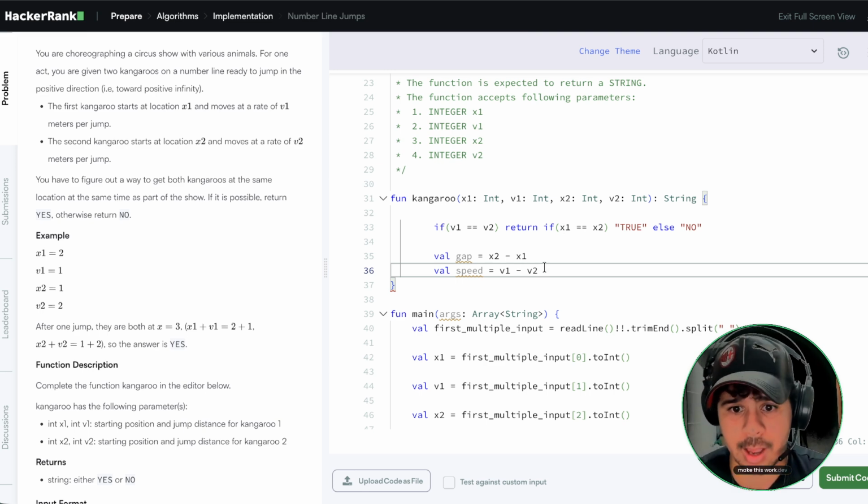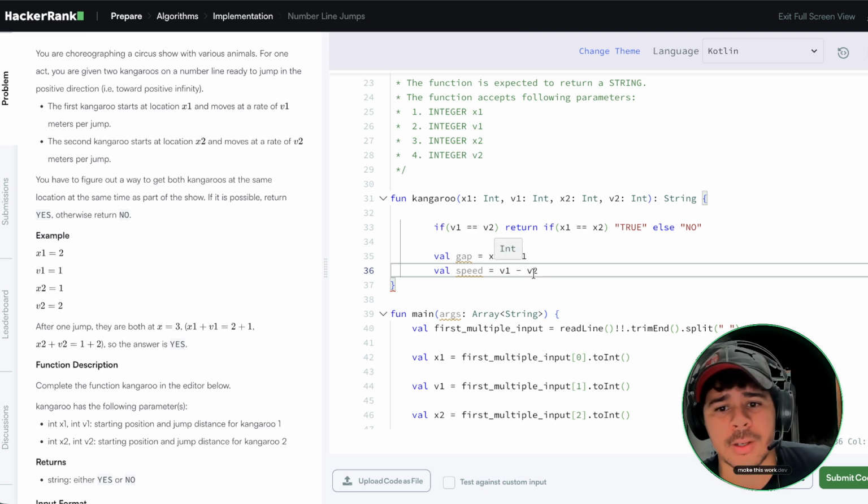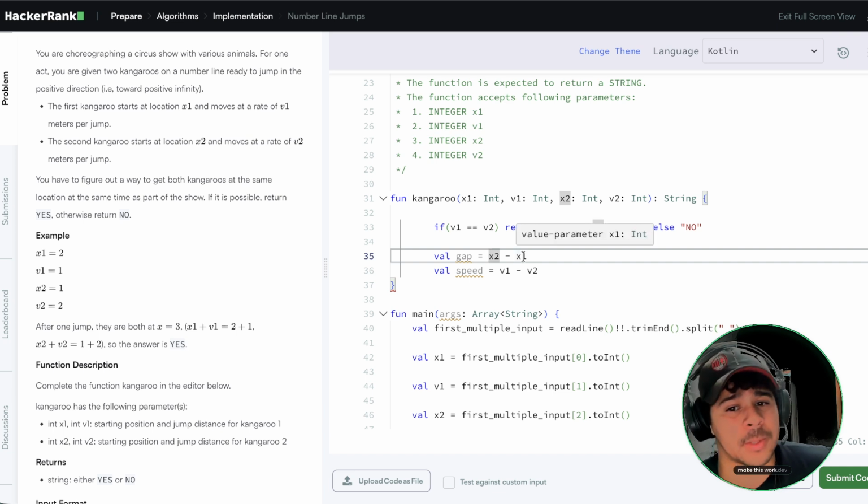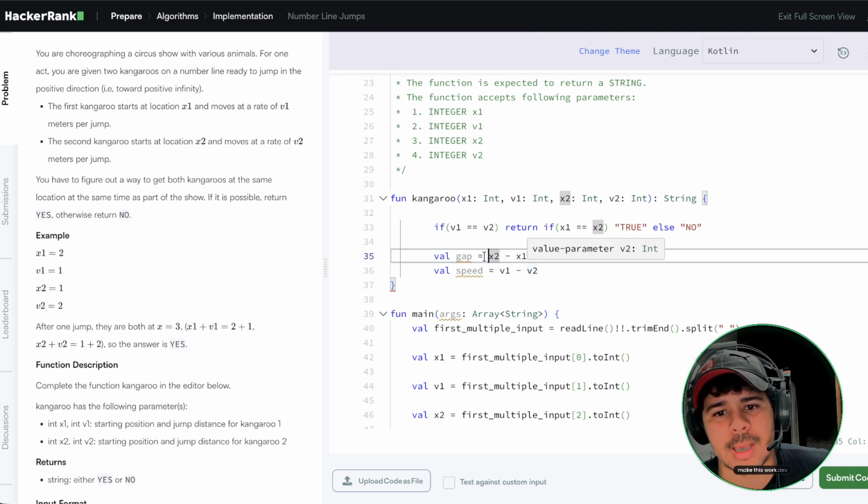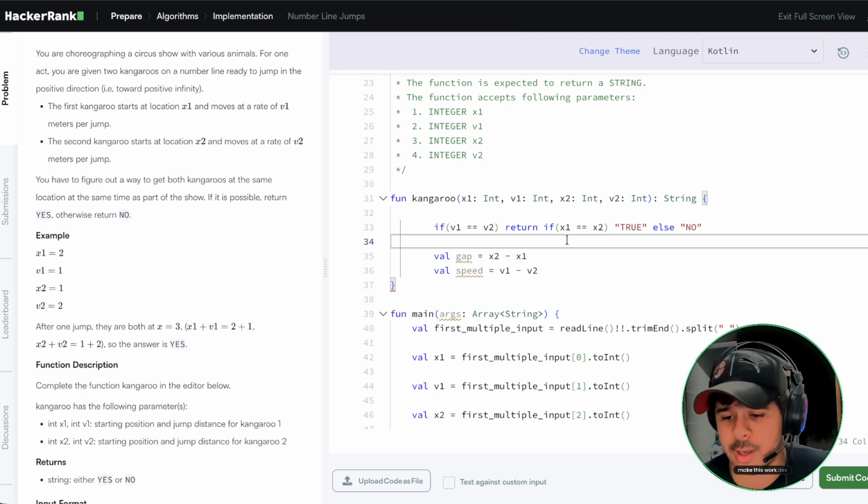How did I come up with these numbers in this and this one? You know that v1 and v2 are the speeds, and x2, x1 are the positions. I just inverted them here. You can see it's not v1, v2, and x1, x2. Why? This is just math.